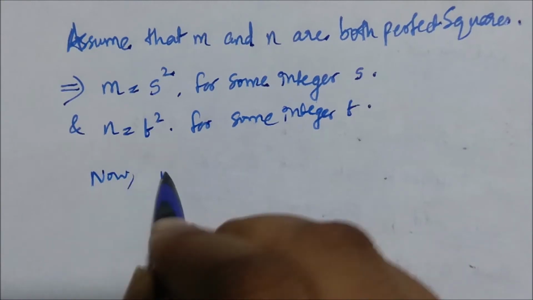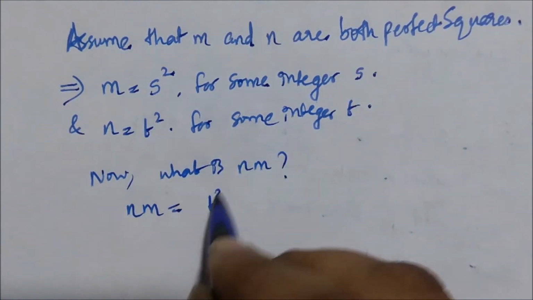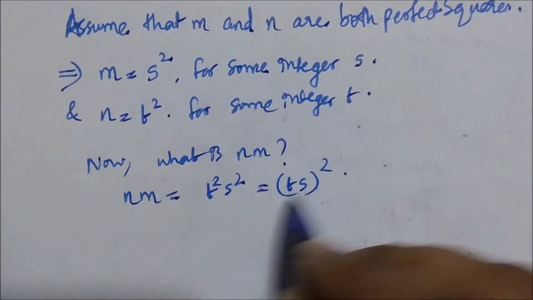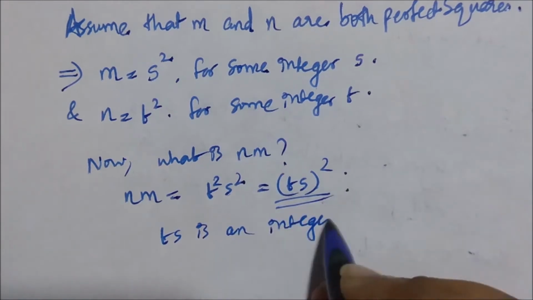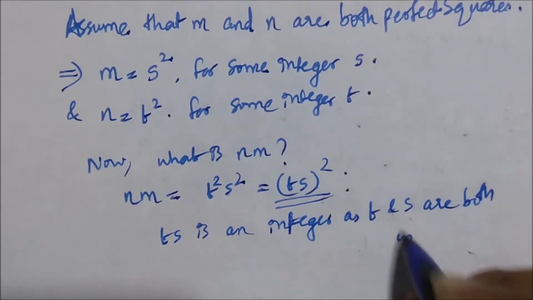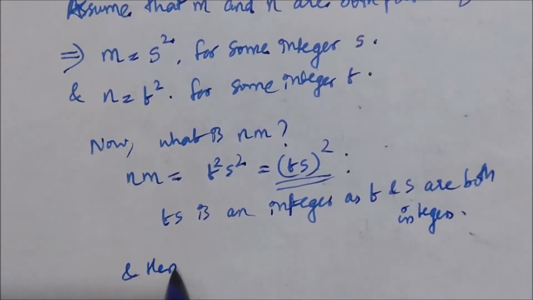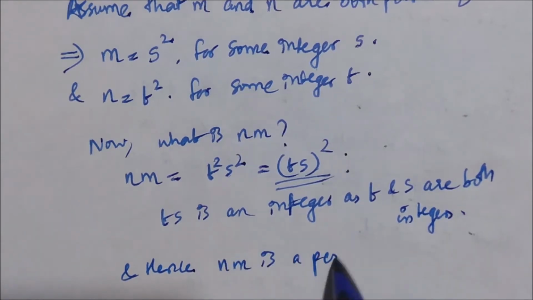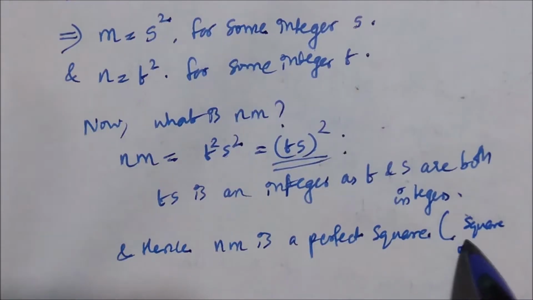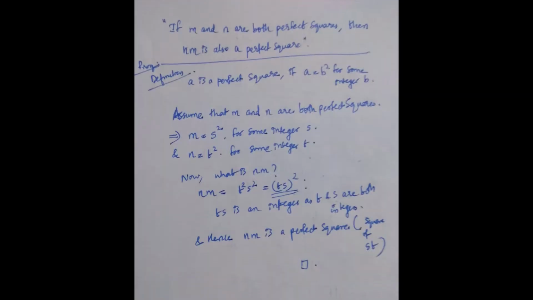Now nm is t square into s square, which is also ts whole square. Now we claim that ts is an integer, as t and s are both integers. So we got that nm is ts whole square, where ts is an integer, and hence nm is a perfect square.